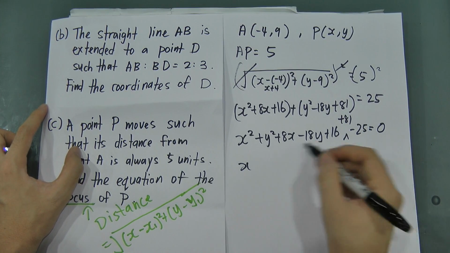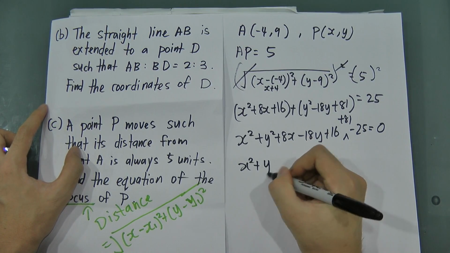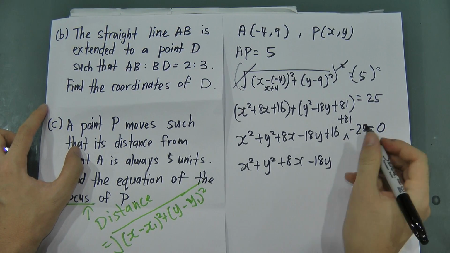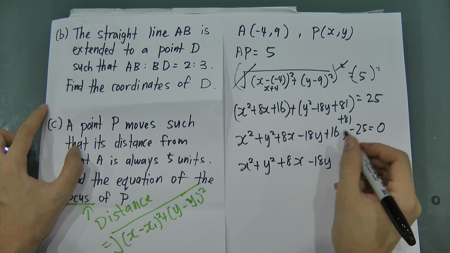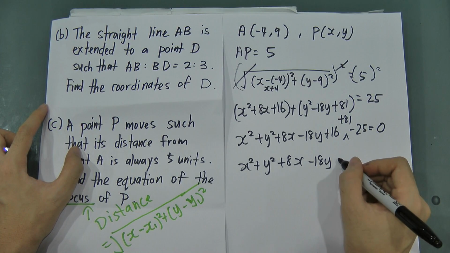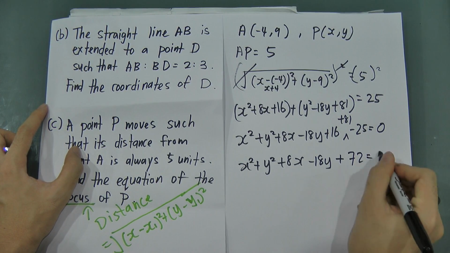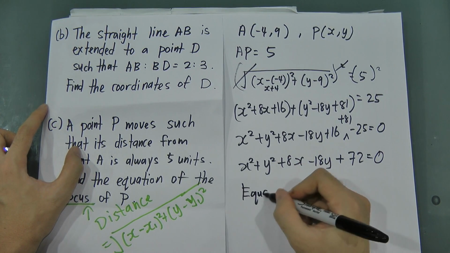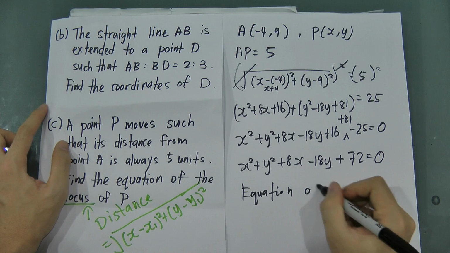I can only solve the numbers behind, because x and y I couldn't solve. X squared plus y squared plus 8x minus 18y. I'm going to solve this one. This is negative 9, negative 9, negative 9. Okay, plus 72 equals 0. Yes, so this one is the equation of the locus.